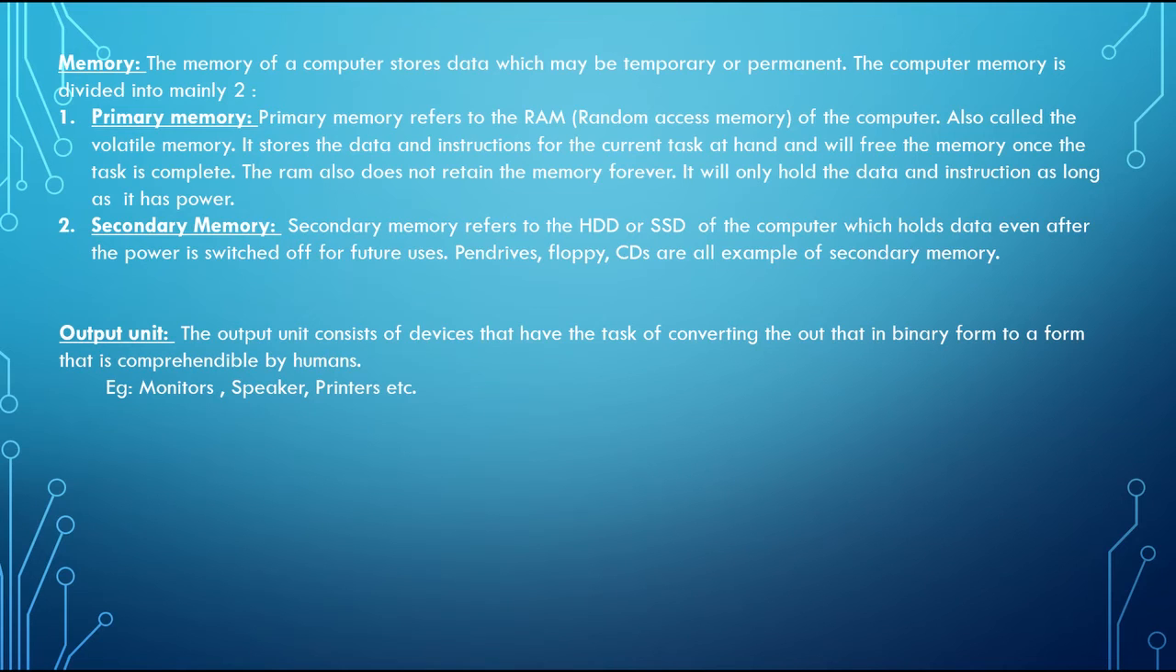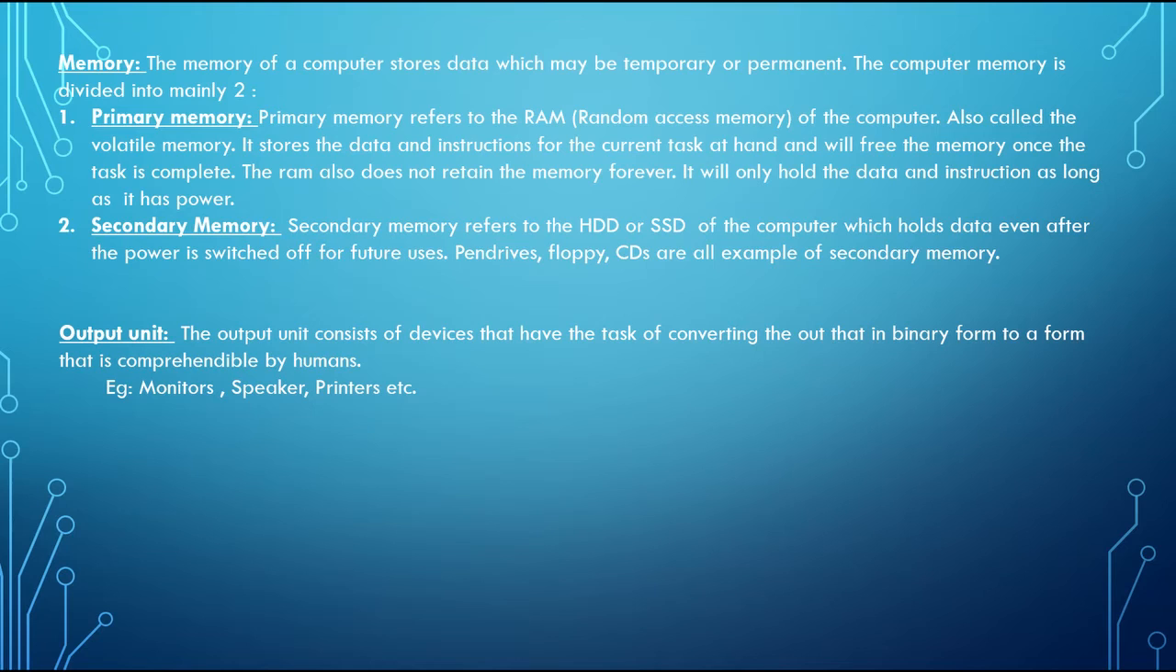The RAM takes in data which is needed to complete the current task. It completes the current task and then it frees the space. That is why it's called a volatile memory, because it does not last there forever. It only holds the data as long as it has the need for it, or as long as it has the power.